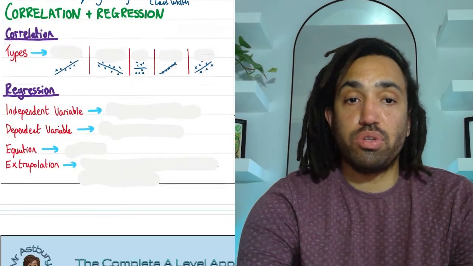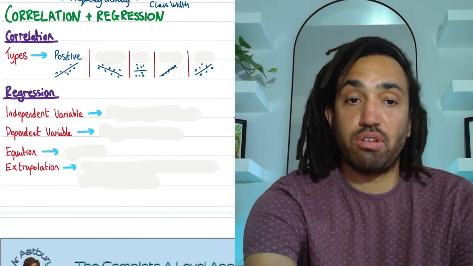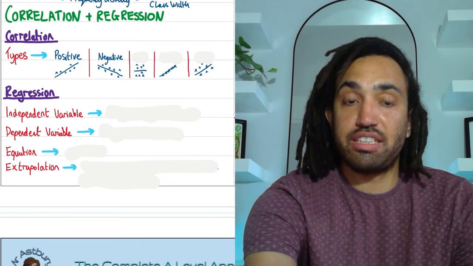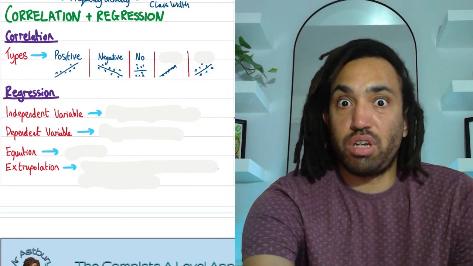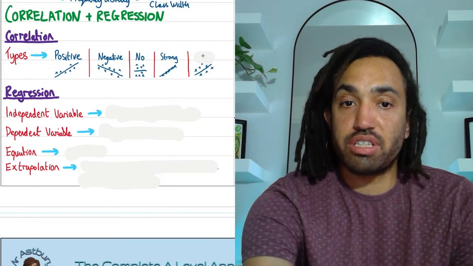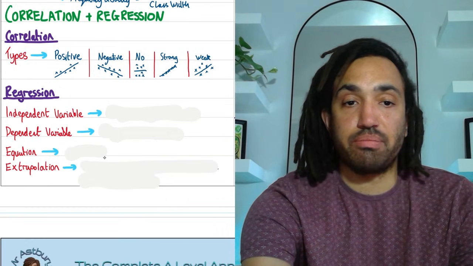Okay, moving on to correlation and regression. The different types: that's a positive correlation because it's going upwards from left to right. This is a negative one because it's going downwards from left to right. This is no correlation because it's just all over the place. And this one's strong because all the data points are close to the regression line. And this one's weak because they are further away from the regression line.